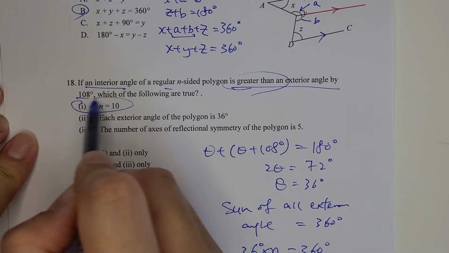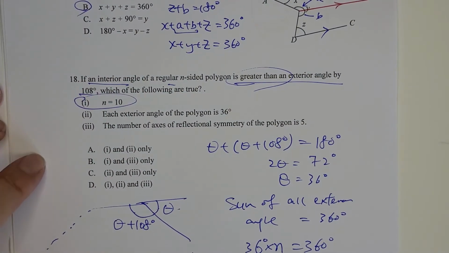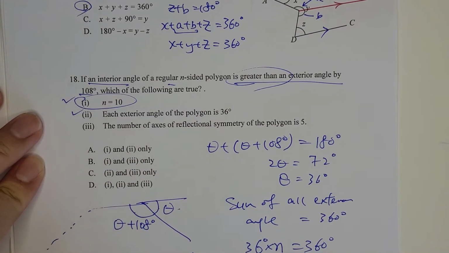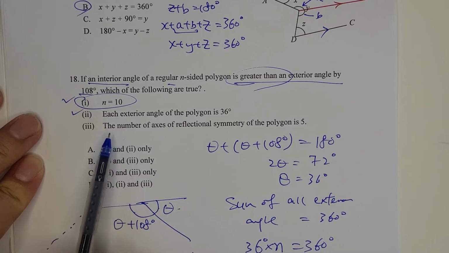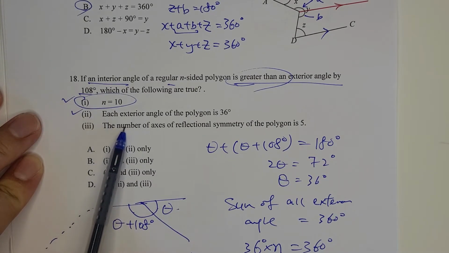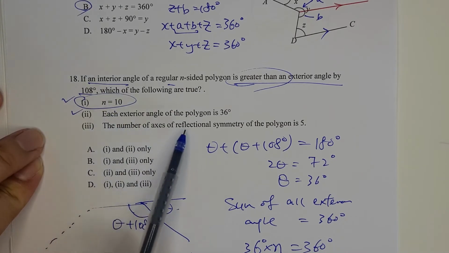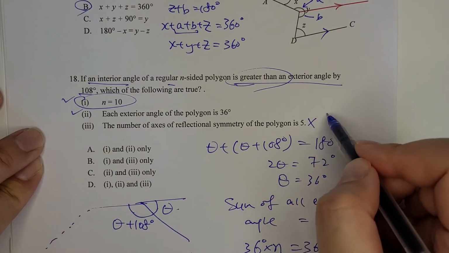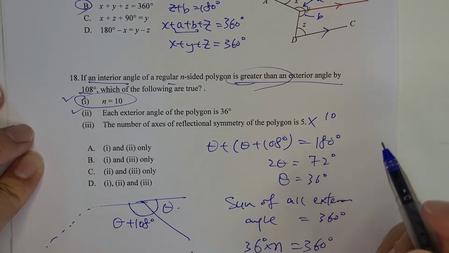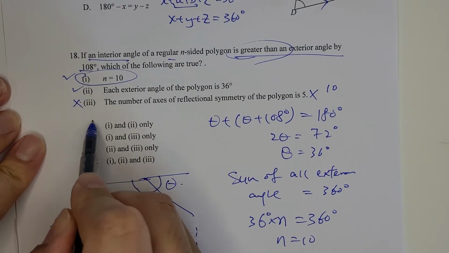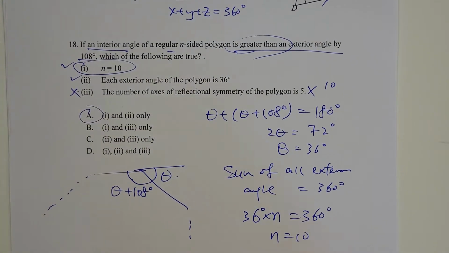Therefore, statement 1 is correct. Statement 2 is also correct. In a regular 10-sided polygon, the number of reflectional symmetries is not 5 but 10. Okay, so statement 3 is not correct, and the answer would be A. And next, go to question number 19.